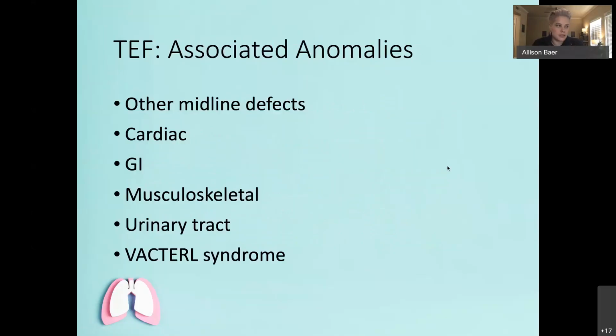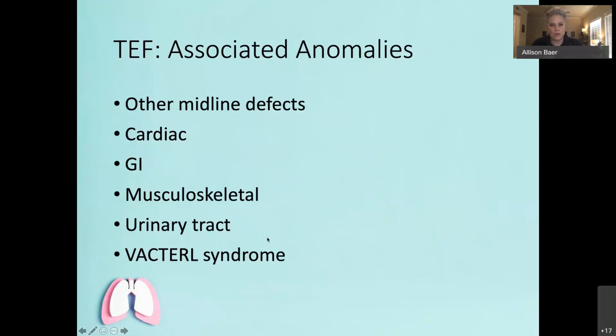So along with this, you can see associated anomalies, other midline defects. So anything that's developing in that mid area can also be affected: cardiac, GI, musculoskeletal. And in fact, a lot of the kids we see this with have what's called VACTERL syndrome, which I can't remember all the letters, but the TE is tracheoesophageal problems. And then there's renal issues, limb abnormalities, cardiac issues, things like imperforate anus. I can't remember the V. Remember the V? VSD maybe.